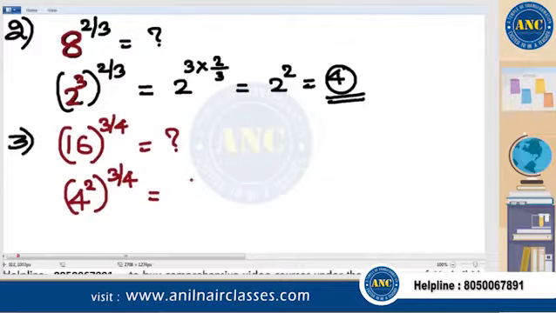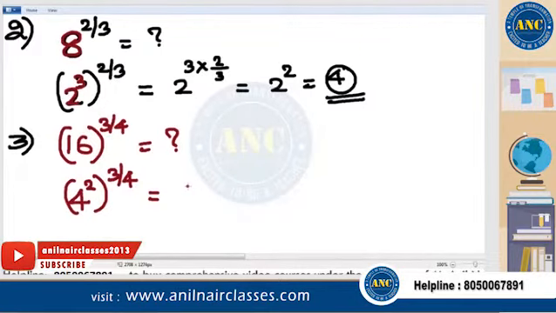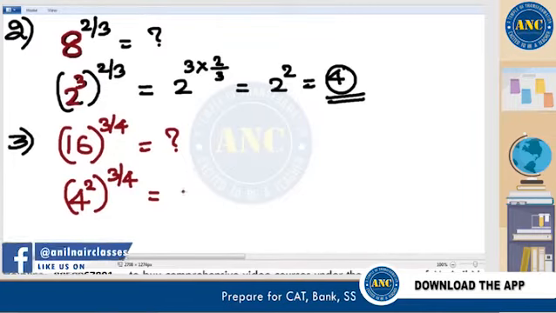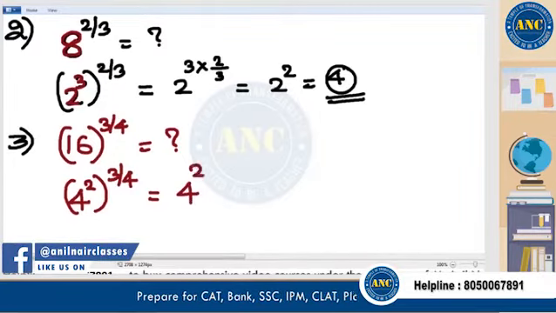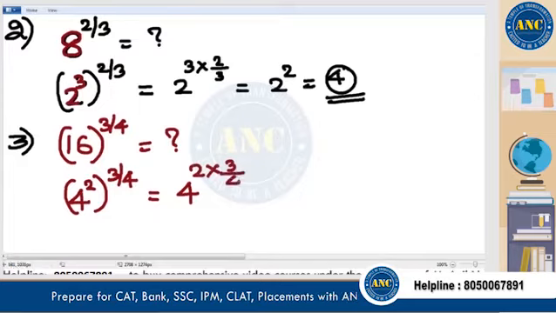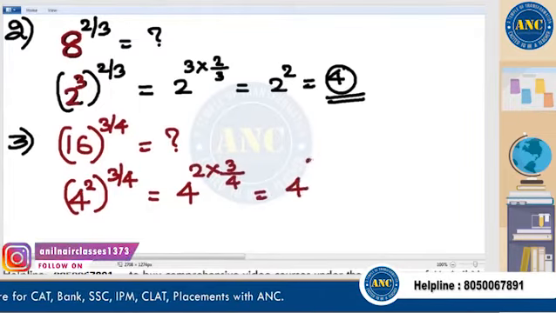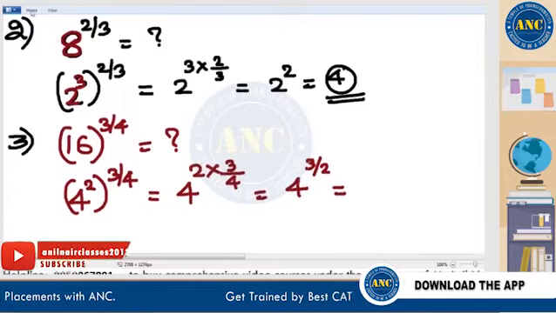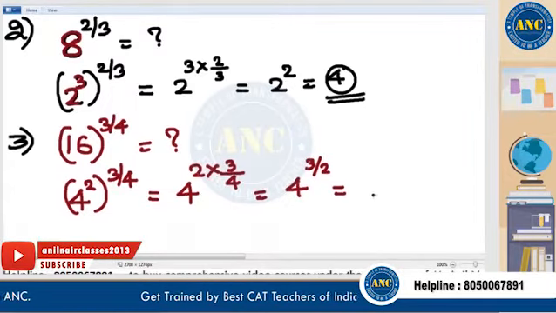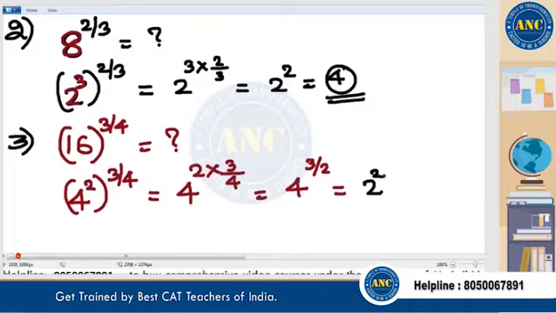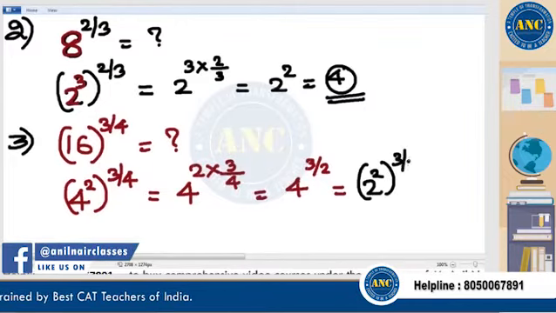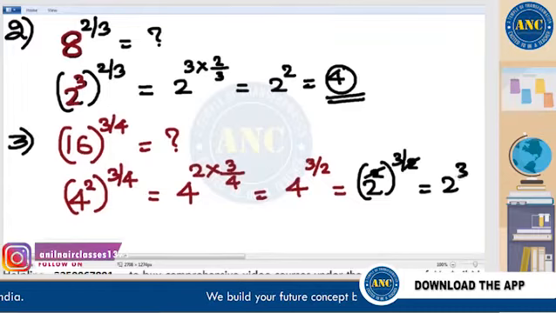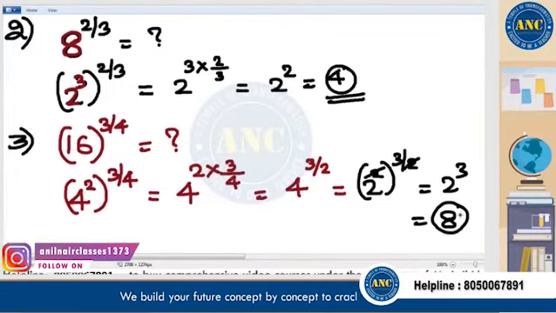So it is 4 square power 3 by 4. So this can also be written as 4 power 2 into 3 by 4. This is nothing but 4 power 3 by 2. But unfortunately, I still did not get a rational number or a whole number. So 4 can be written as 2 power 2, whole power 3 by 2. I will directly do it. 2 will cancel here. You are left with 2 cube, which is nothing but 8.